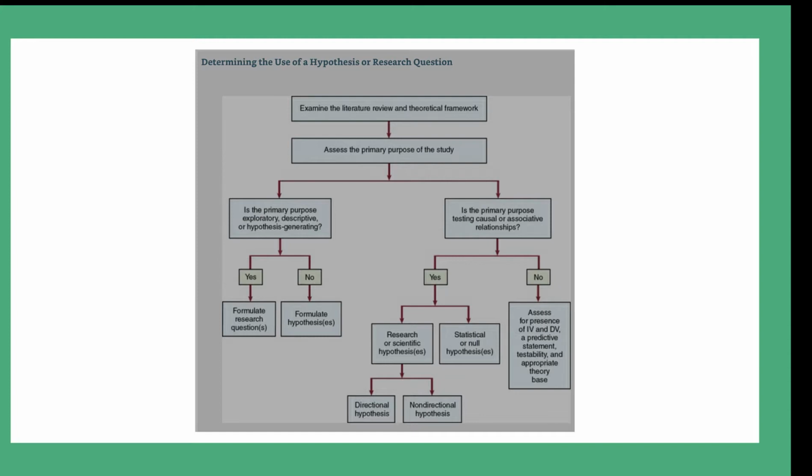If the primary purpose is exploratory, descriptive, or hypothesis generating, if the answer is yes, then you formulate a research question. But if the answer is no, then you formulate a hypothesis or hypotheses. On the other hand, if the primary purpose is testing causal or associative relationships, if the answer to that is no, then you assess the prevalence of independent or dependent variables in a predictive statement, testability, and appropriate theory based.